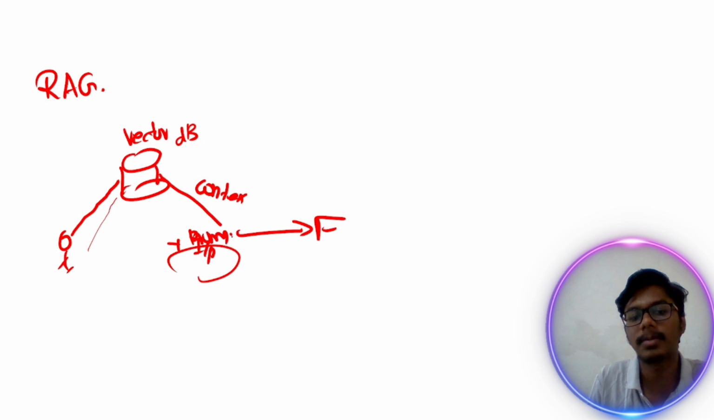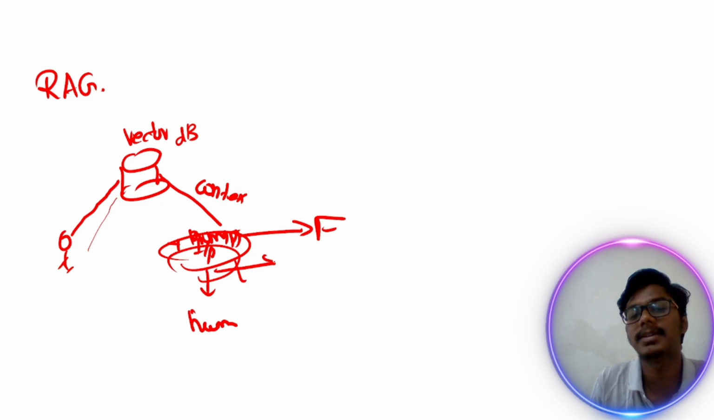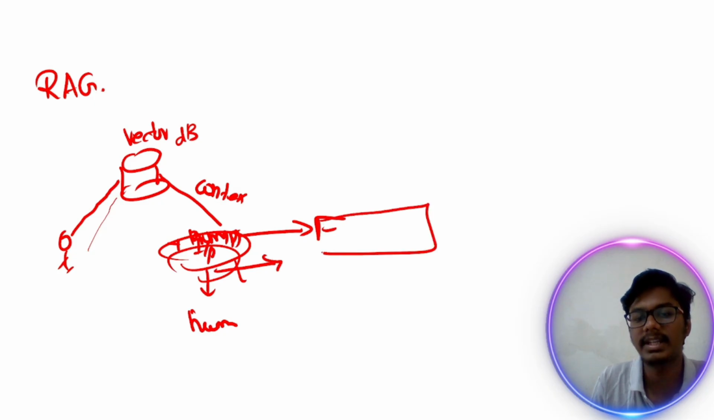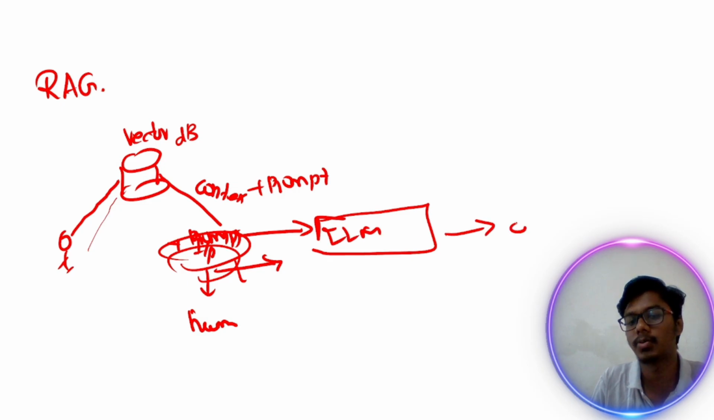What is the user prompt? If you learn about LangChain, you will definitely know about the human message and the system message. Now we are giving the system message, and the system message is given to the LLM. If you give this context plus prompt to the LLM, we can get the output.